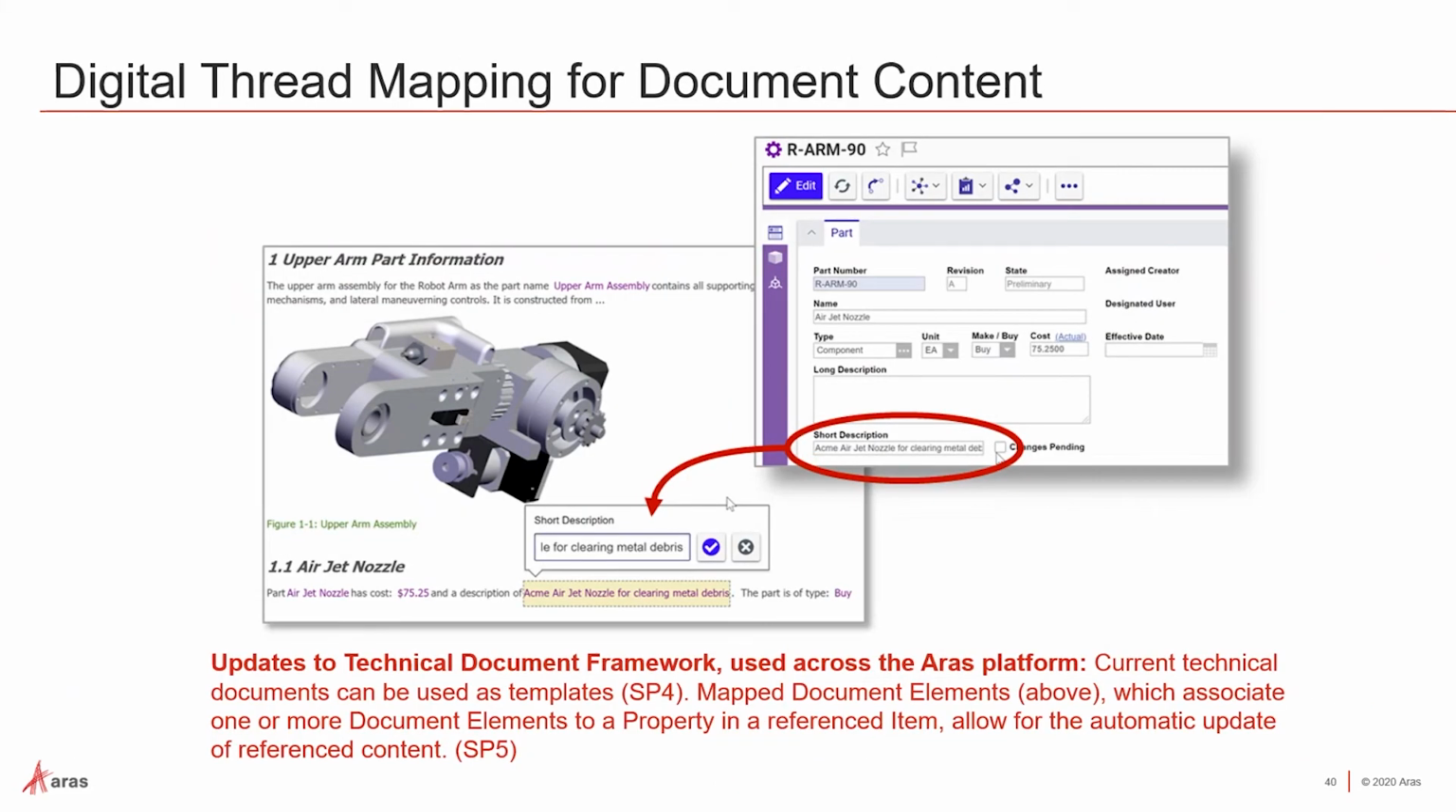Technical Document Framework is our platform capability for authoring document content used in applications like requirements engineering. In 12, we have improved its functionality and ease of use, for example, the ability to create mapped document elements. This allows you to insert property values from other items directly into the body of the document, establishing connections in the digital thread.